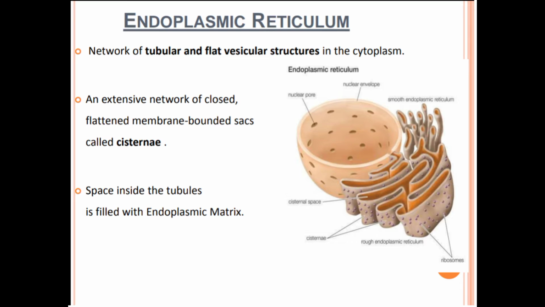The space inside the tubules is filled with a matrix called the endoplasmic matrix. Here, the important word is cisternae. What is cisternae? Or, write a short note on cisternae. It is an extensive network of closed, flattened, membrane-bounded sacs called cisternae.